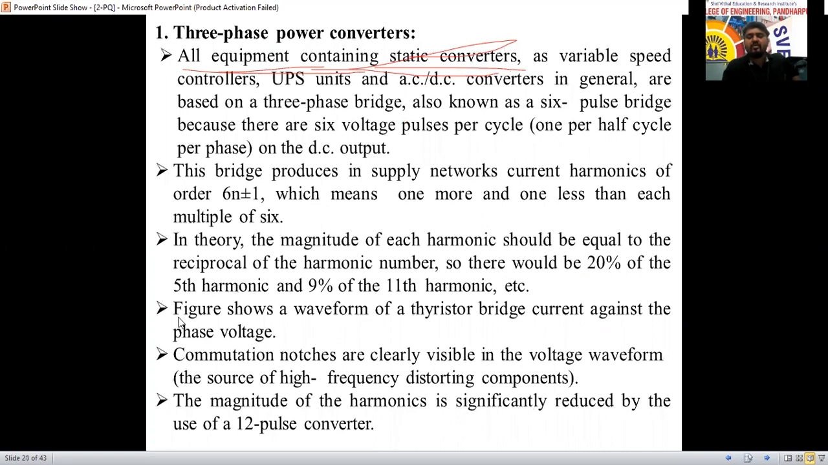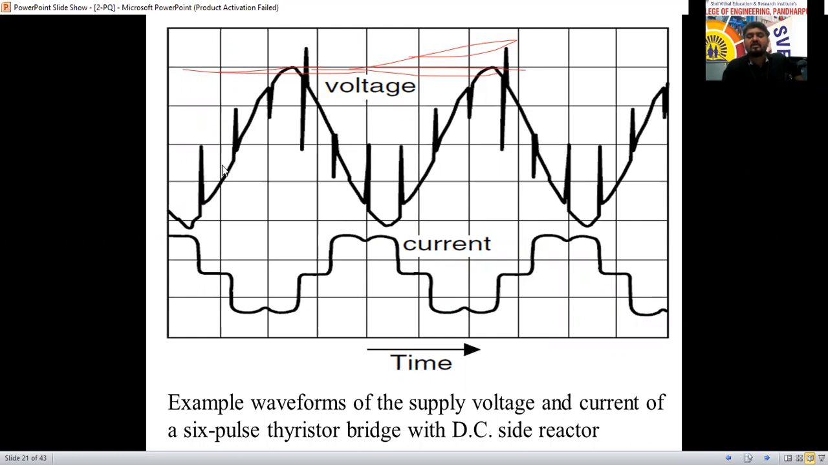The figure shows the waveform of the thyristor bridge current against the phase voltage. Commutation notches are clearly visible in the voltage waveform, the source of high frequency distortion components. These are the notches here. Notches are clearly visible. That is the frequency variation.